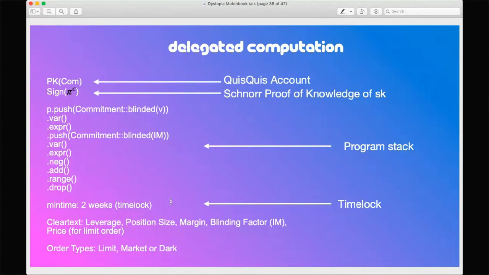Then we do a time lock, and the time lock basically guarantees that if the operator goes offline at some point, you will be able to retrieve your balance. And then there are some clear text values. Since the commitment is a Pedersen commitment, you need to provide the blinding factor, but the only blinding factor we do provide is for the deposit or the margin that you're putting in. Your original balance in the account still remains private.